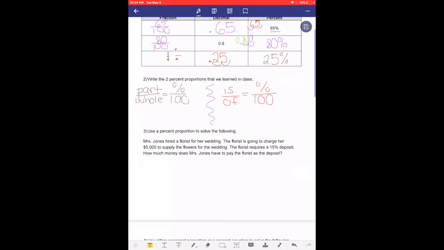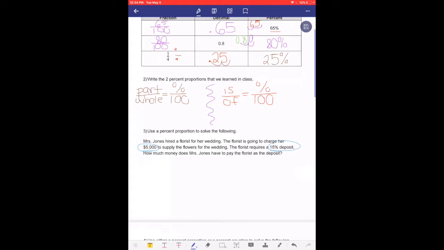Question 3, use a percent proportion to solve the following. So we're going to use one of the proportions that we wrote in question 2 to solve question 3. Question 3 says, Mrs. Jones hired a florist for her wedding. The florist is going to charge her $5,000 to supply the flowers for the wedding. The florist requires a 15% deposit. How much money does Mrs. Jones have to pay the florist as the deposit?